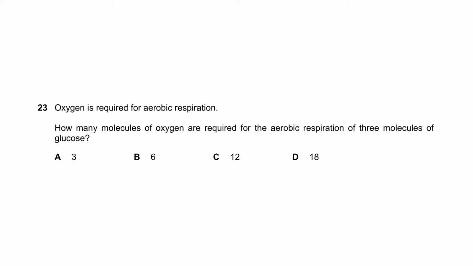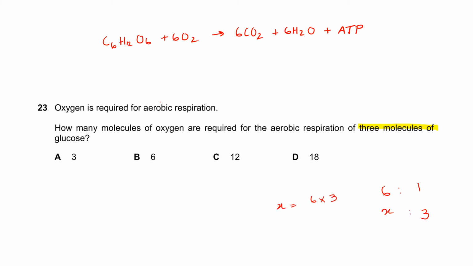Question 23 says oxygen is required for aerobic respiration. How many molecules of oxygen are required for the aerobic respiration of 3 molecules of glucose? So for this question, you need to write the formula. If you look at the formula, you need 6 molecules of oxygen for 1 glucose. So if it's 3 molecules of glucose, how many oxygen do you need? So X is equal to 6 times 3, which is 18. So the answer is D.